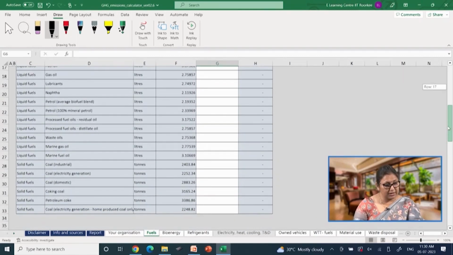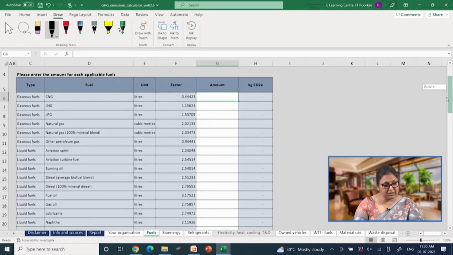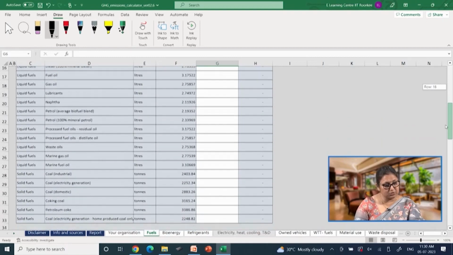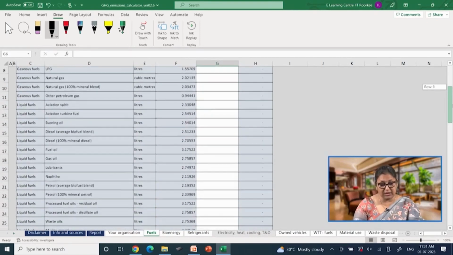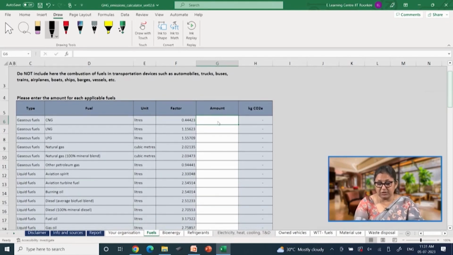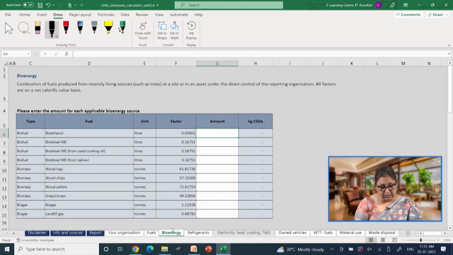They have already given a lot of options: gaseous fuels, liquid fuels, solid fuels, and all the possibilities that are there along with their conversion factors. We just have to mention the amount that has been consumed for whatever year you want to do it for, baseline year or reporting year, and we get the equivalent carbon dioxide emissions. The second tab is for bioenergy.